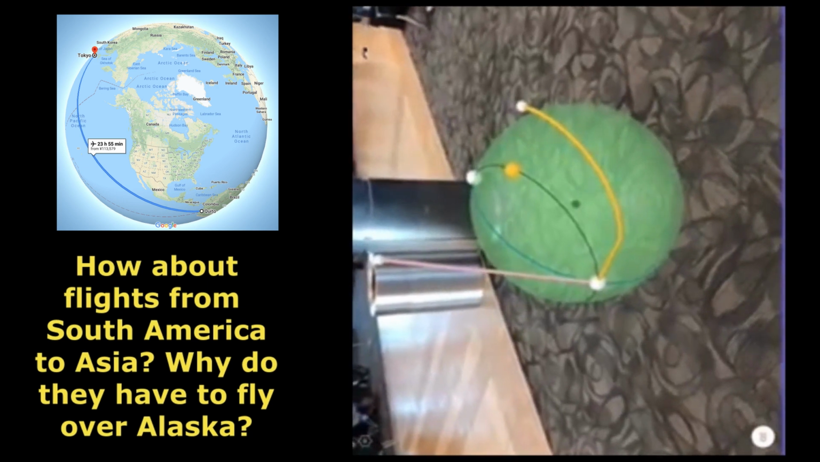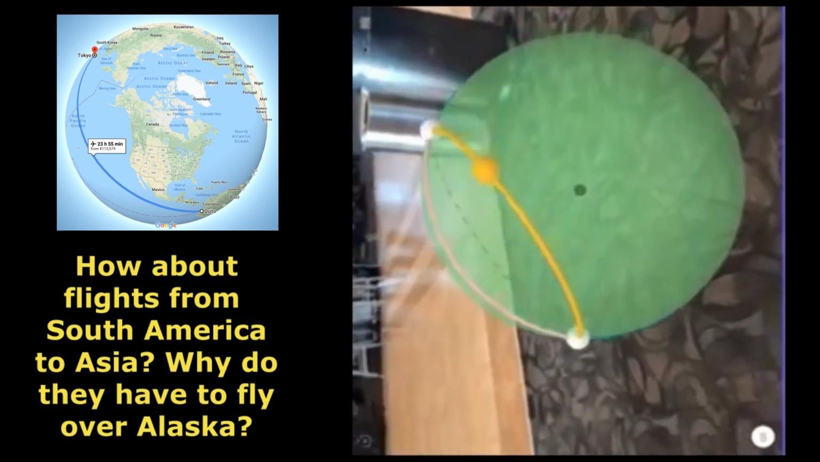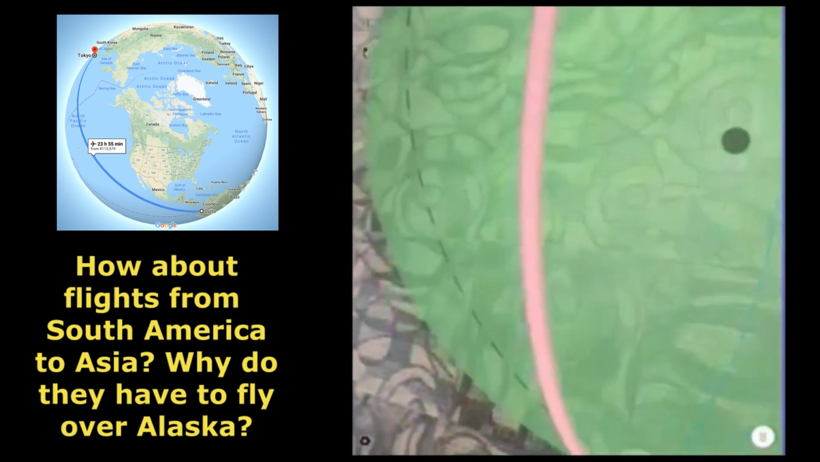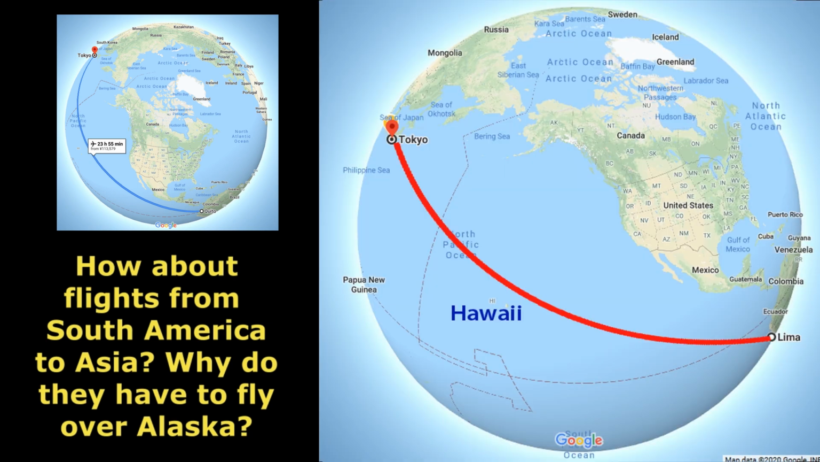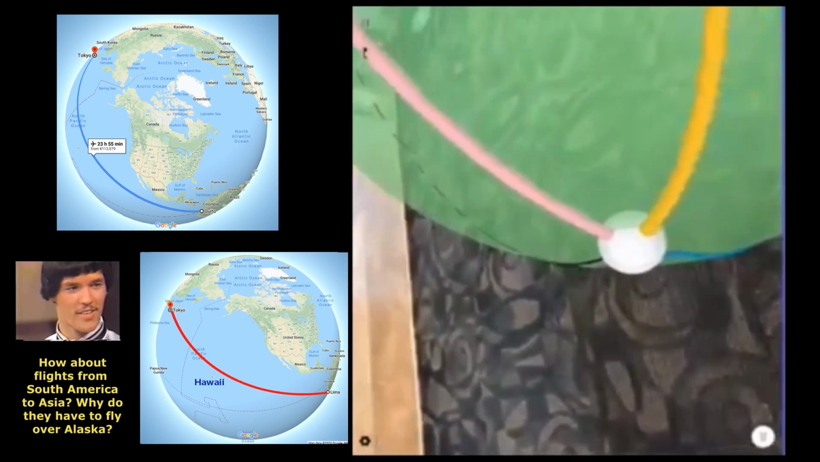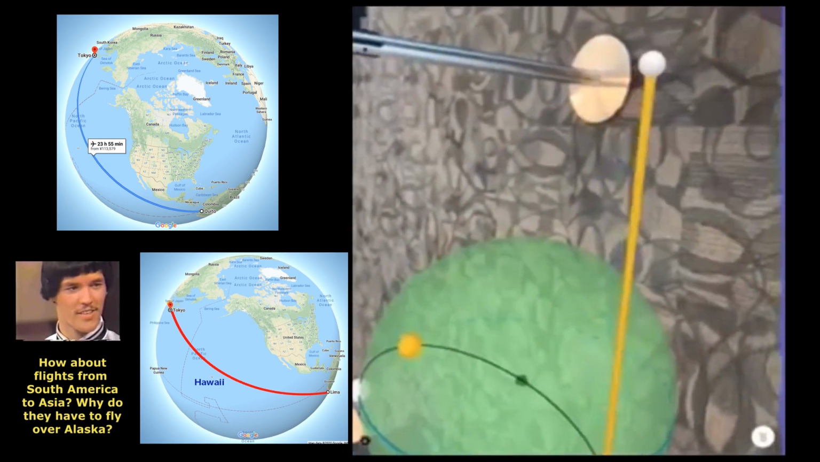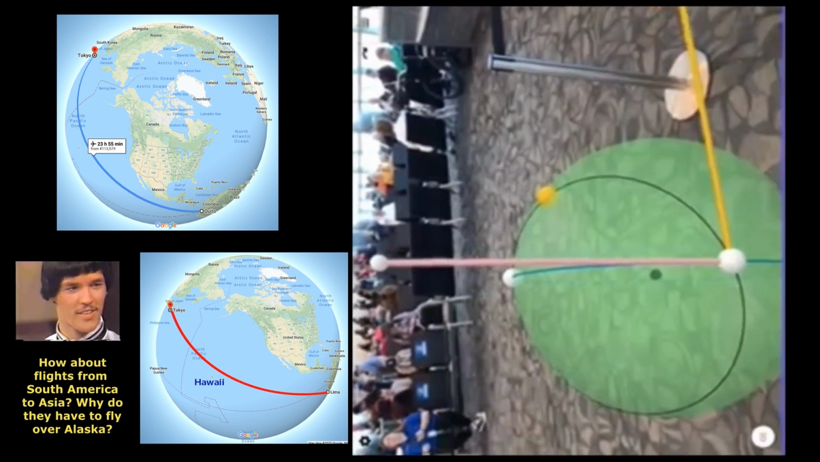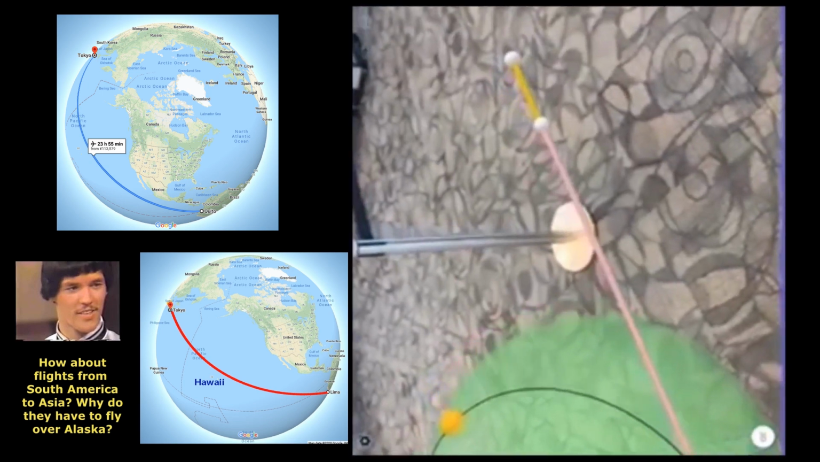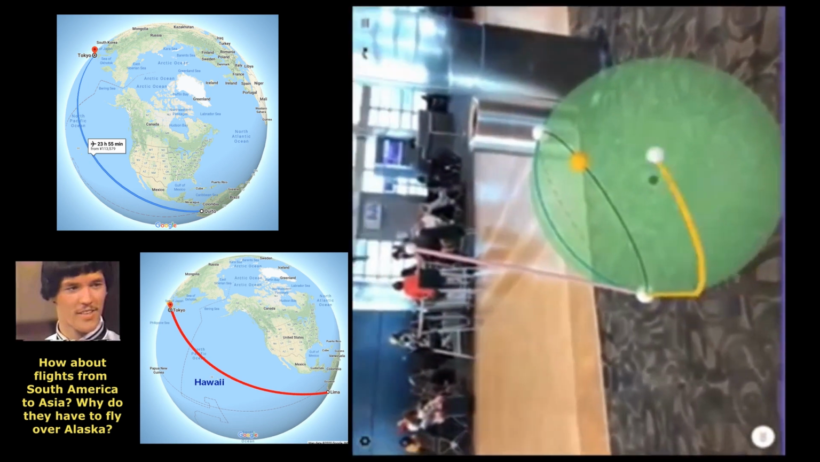Now, how about those flights from South America to Asia? Do they have to fly over Alaska? For example, I live in Japan. There are many Peruvians here, and they wonder why can't they fly Tokyo, Hawaii to Lima? Why do they have to fly through Canada, sometimes Toronto? See here, once you turn this ball to the side, the concept is the same. Imagine the one point being Quito, the other one being Tokyo, and the flights over the Pacific. Why does it have to fly over Alaska? If Alaska is represented, the yellow line is a longer distance than going straight over the Pacific.